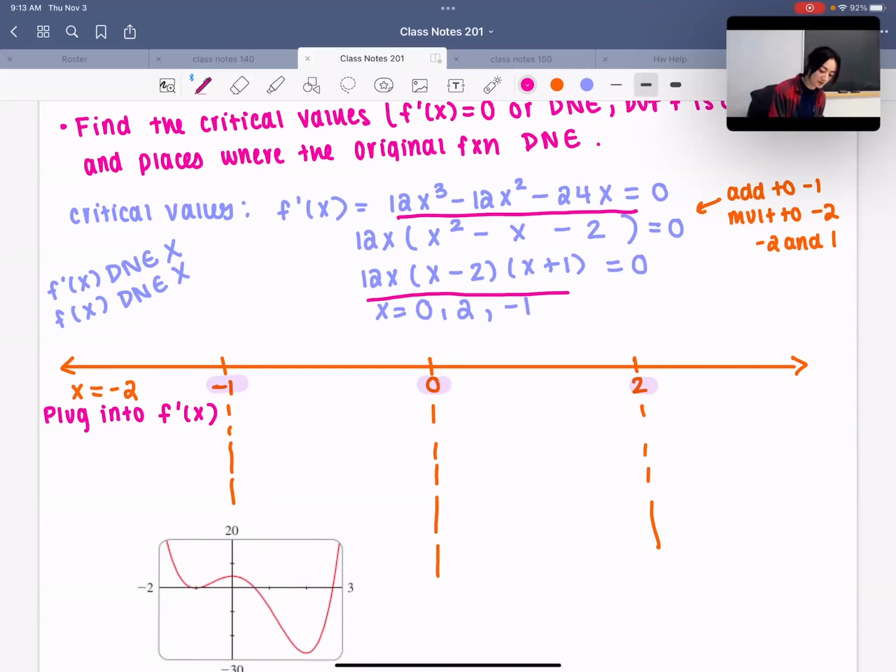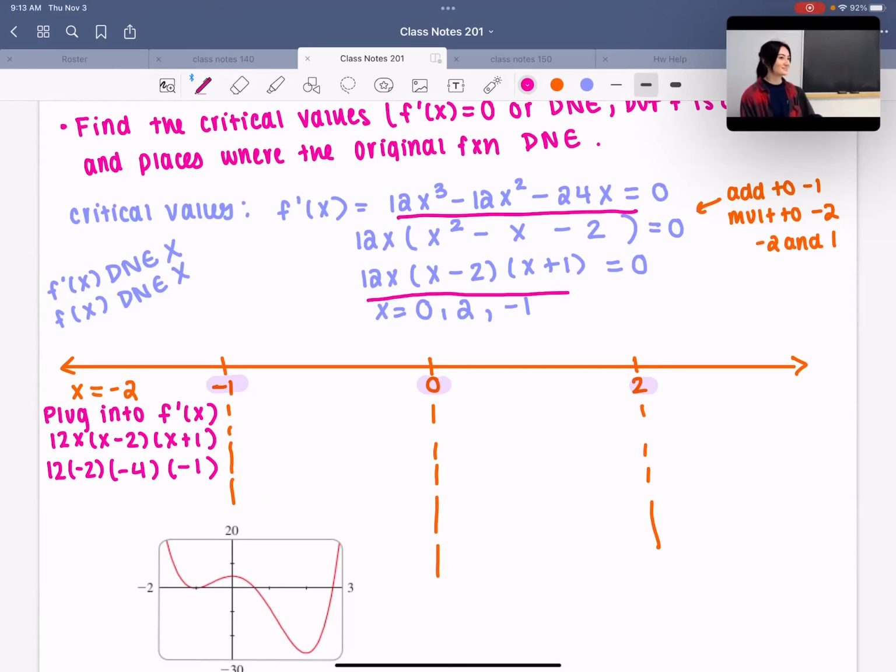So I know that my derivative is 12x, x minus 2, x plus 1, okay? I'm going to plug in -2. So we have 12 times -2. -2 minus 2 is -4. And -2 plus 1 is -1. Okay. Now I'm going to stop right here. What sign do you think the derivative is going to be? Positive or negative? Negative. And why is it going to be negative?